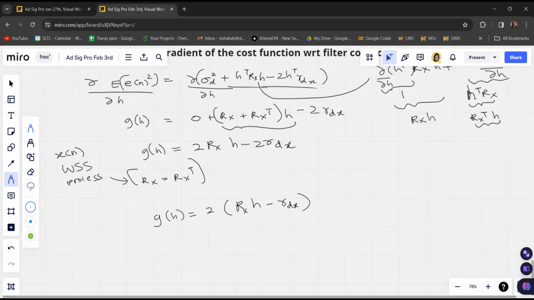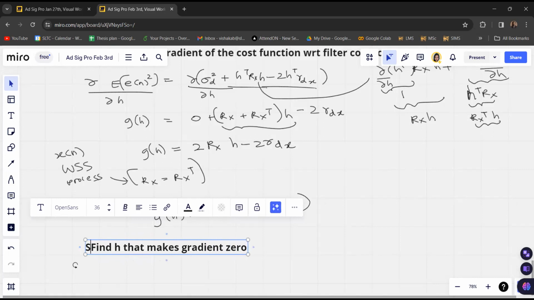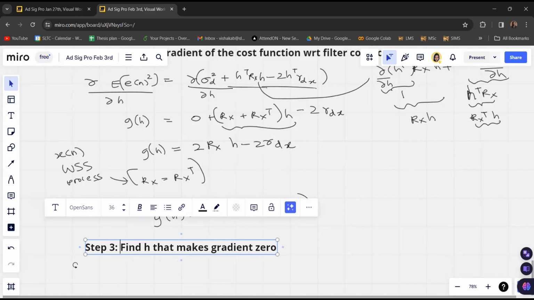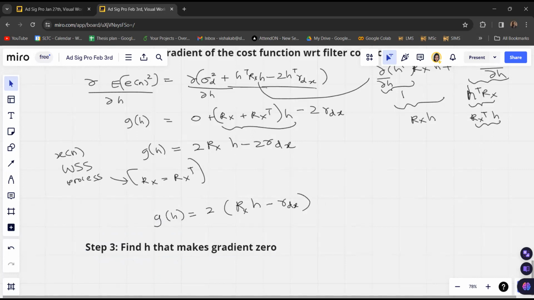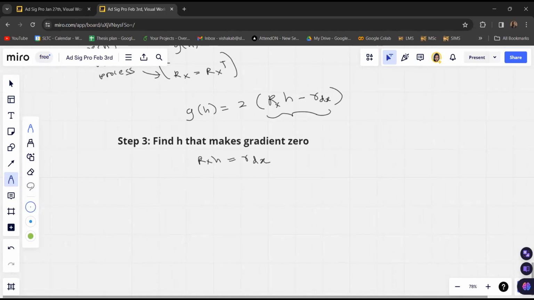So if you want to find the optimal coefficient, you want to find the place where this is equal to 0, right? In order for us to get the optimal coefficients, we need to find the value of h which makes that expression 0. The value that makes that 0 is the value that makes Rx h equal to Rdx.